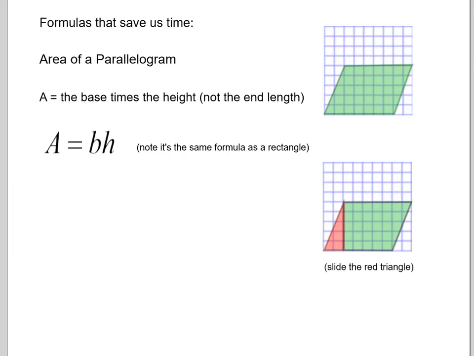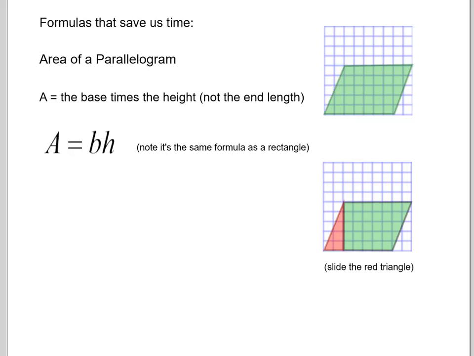Area of a parallelogram, and we'll put all of these into action later. Most of these are fairly straightforward, I hope. Area of a parallelogram is the base times the height, not the end length. So we are not using this dimension. Okay, we're using the vertical dimension, which is really important to note. So I'm going to get rid of that.